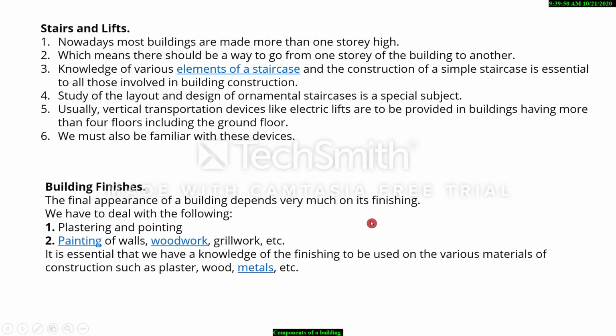Next important one is the stairs and lift, which is very useful for vertical conveyance, so moving from one floor to another. Nowadays, most buildings are made more than one story high, which means that there should be a way of going from one story of the building to another story. So we should have knowledge of various elements of a staircase, and the construction of a simple staircase is essential for those involved in building construction. The elements you'll study next year.